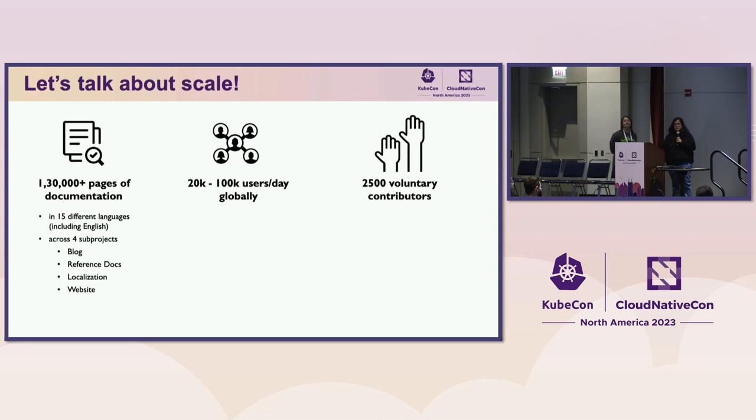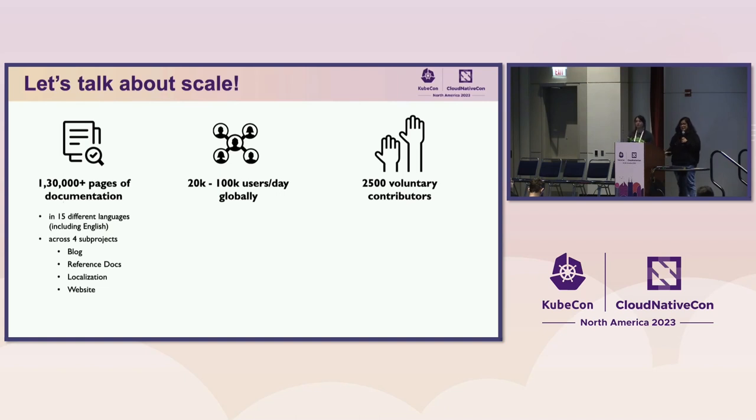Right, but before we delve into that, let's talk a little bit about the scale, and specifically the scale to which the Kubernetes documentation caters to. So we have around 130,000 plus pages as of today, and as we speak, there are probably a couple more added in that number. We have this spread across 15 different languages, including English, and we have, like Natalie said before, reference docs as one of the sub-projects, but we also have blogs, we have the different translations of the website, and of course the main website itself, where the documentation for the English localization is hosted. And our website caters to around 20,000 to 100,000 users per day globally.